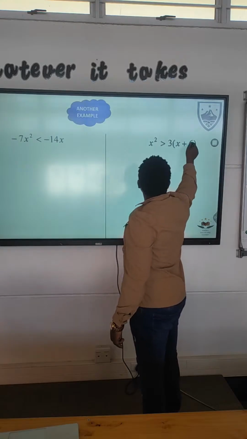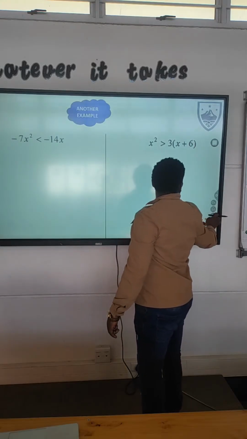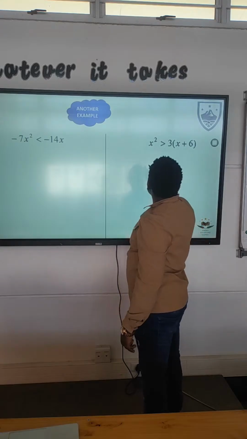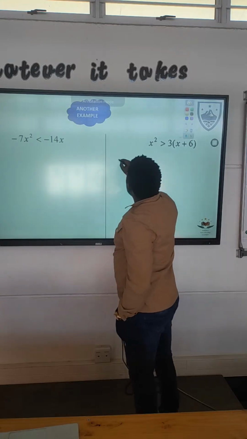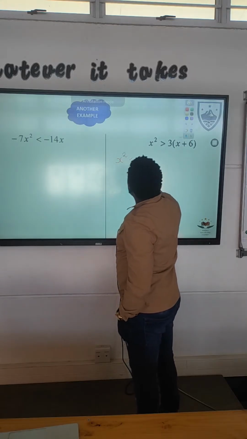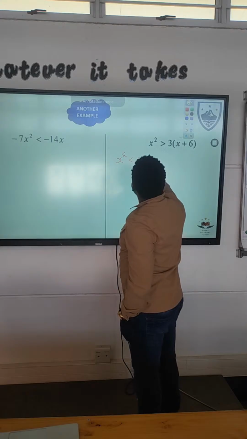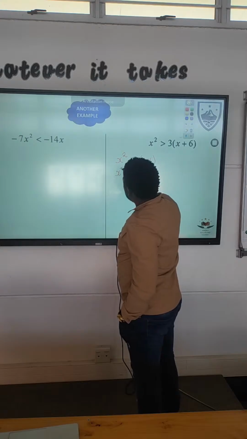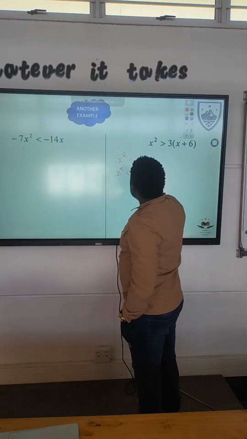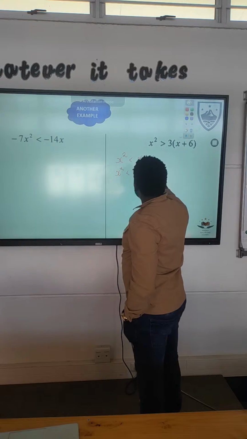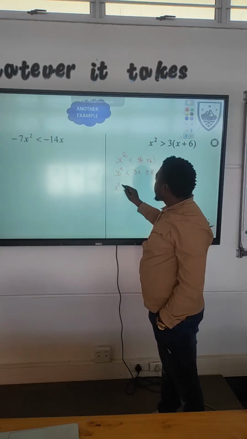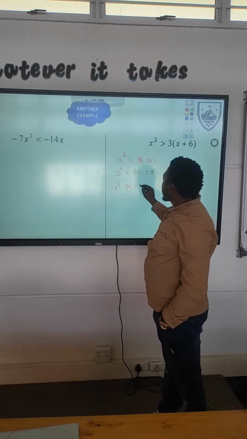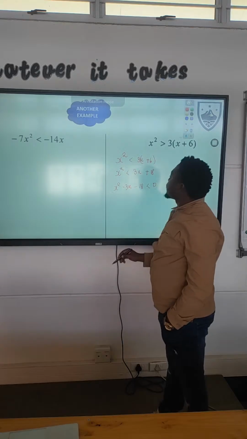Let's discuss this one. Let's say the problem was saying we had x squared less than 3x plus 6. So we're going to have x squared, same method, 3x plus 18. Then transpose everything to the other side. So we're going to have x squared minus 3x minus 18 is less than 0.